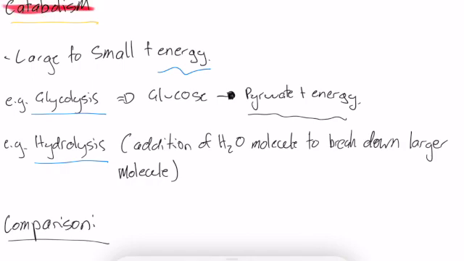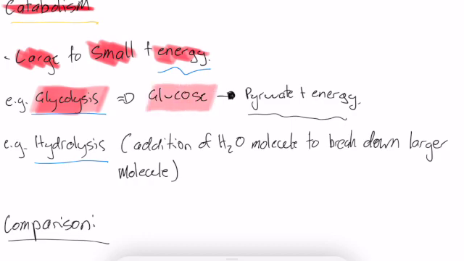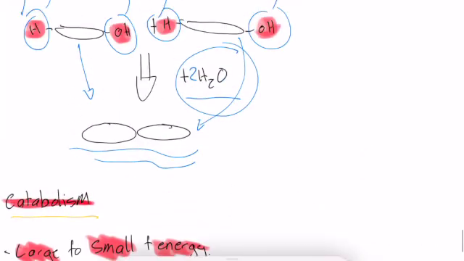Moving on to the second type of metabolism, we have catabolism, which is a large molecule going into small molecules, with an energy release as well. Looking at glycolysis, which will be talked about in a later video more specifically, effectively it's glucose being broken down into pyruvate and energy, which would typically be ATP. Another example is hydrolysis. I'm just going to change color here. Hydrolysis is effectively the opposite of condensation.